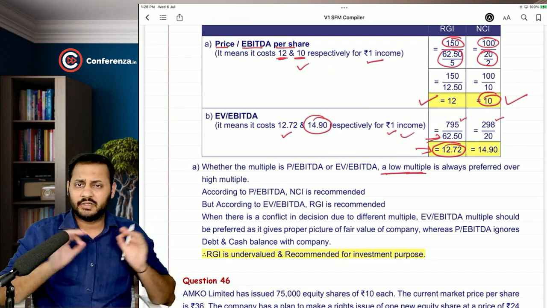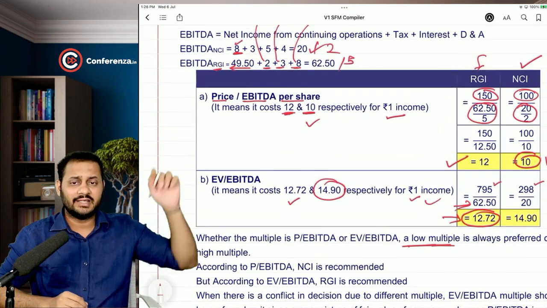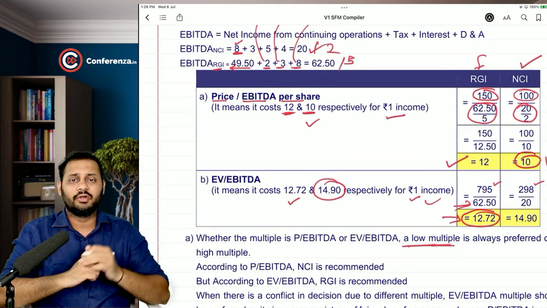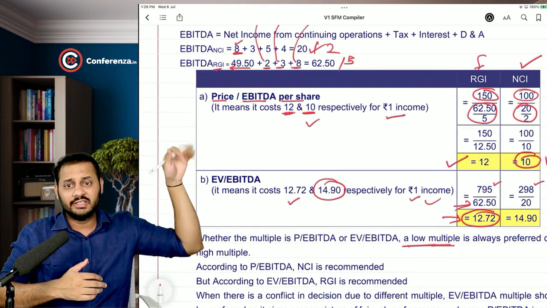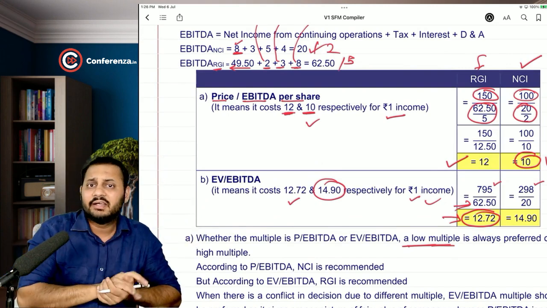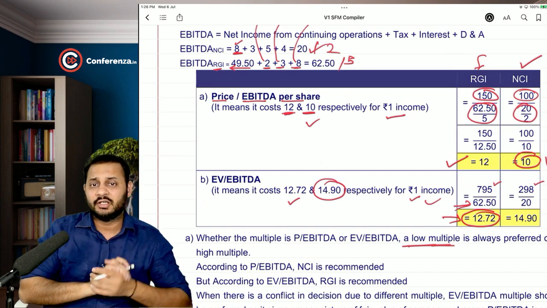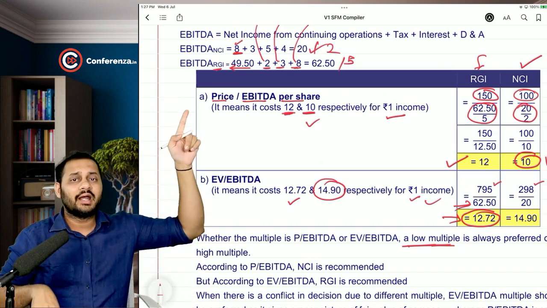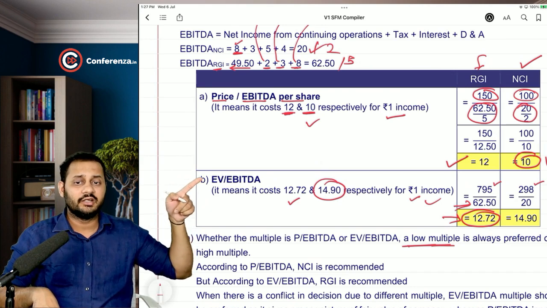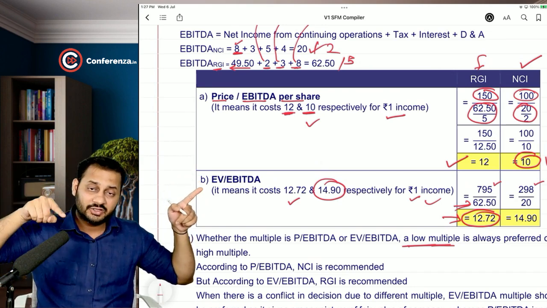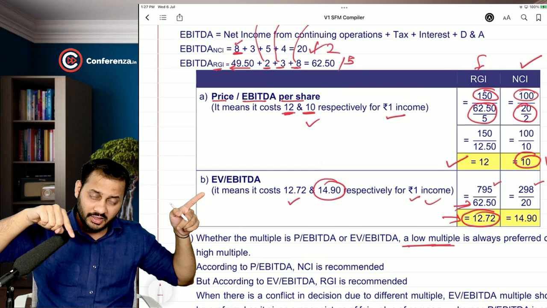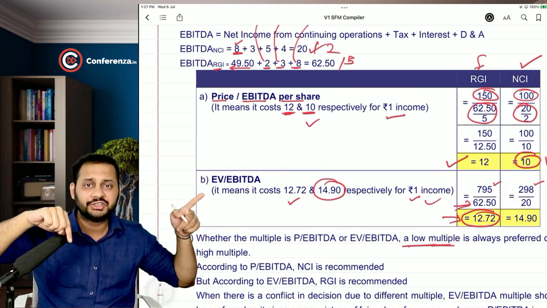At that time, keep it very simple. Do you think price is more important or EV is more important? Because the difference in these two is only this. EBITDA is there in both the parts. But what is the difference from first to second? Here we are considering only the market price of equity share, and here we are considering market price of equity share, market value of the debt, and cash equivalent.